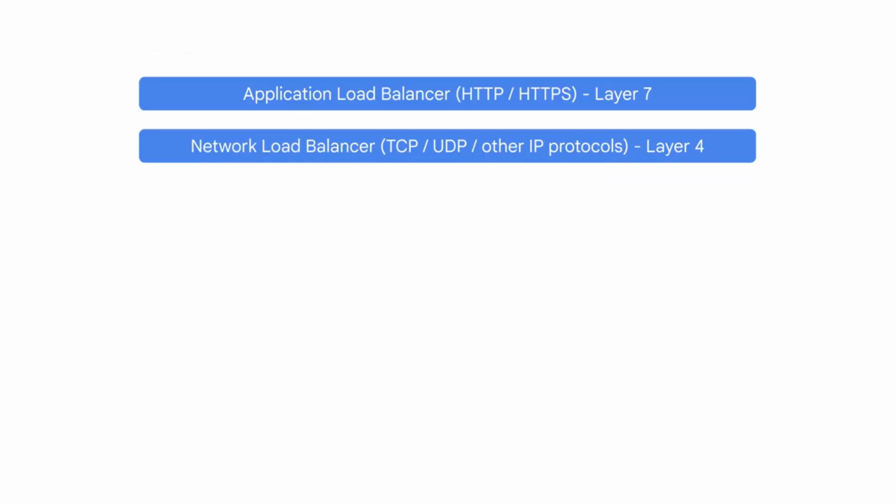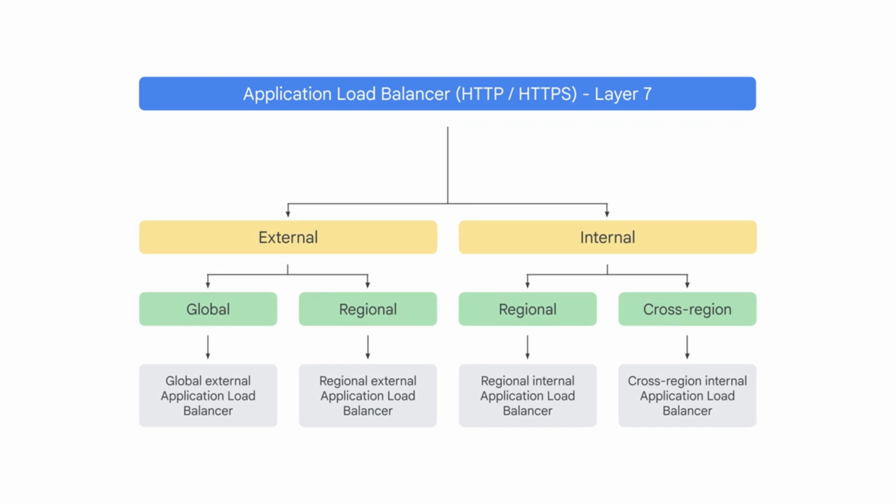Google Cloud offers a range of load balancing solutions that can be classified based on the OSI model layer they operate at and their specific functionalities. Application load balancers operate at the application layer and are designed to handle HTTP and HTTPS traffic, making them ideal for web applications and services that require advanced features like content-based routing and SSL/TLS termination. Application load balancers operate as reverse proxies, distributing incoming traffic across multiple backend instances based on rules you define. They are highly flexible and can be configured for both internet-facing, external, and internal applications.